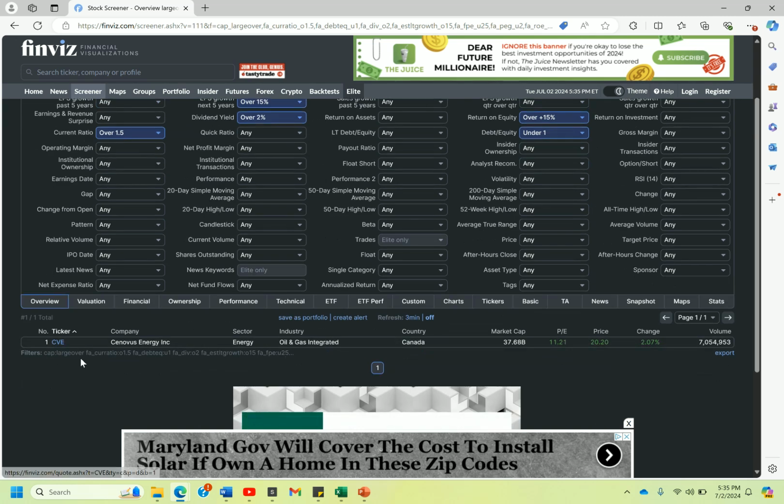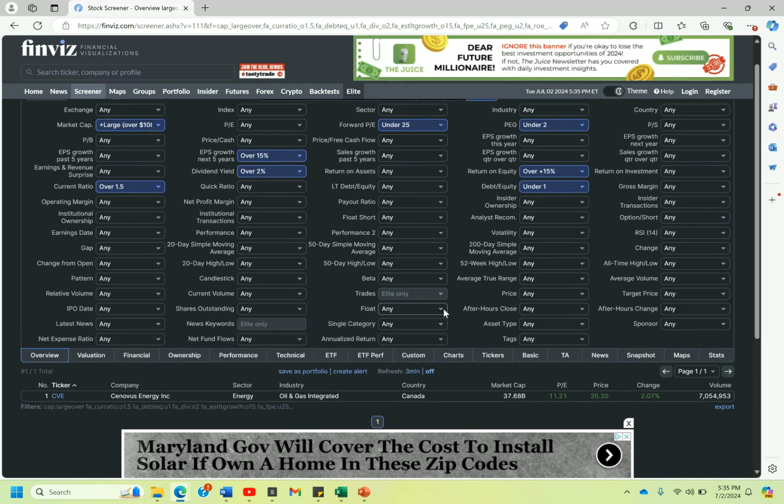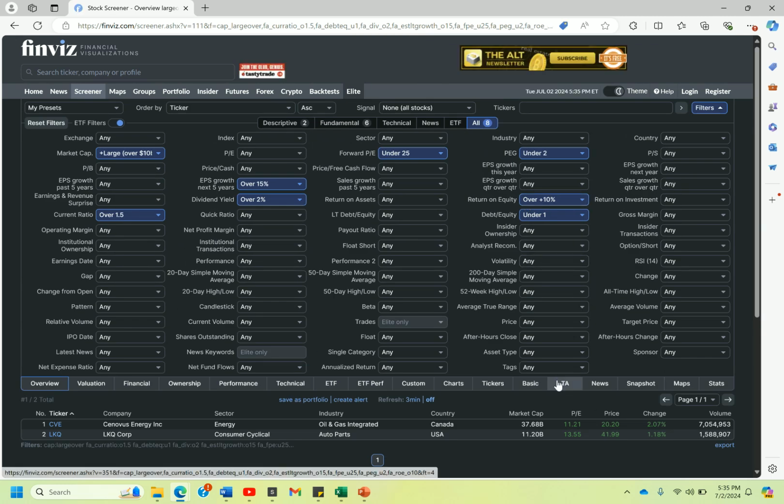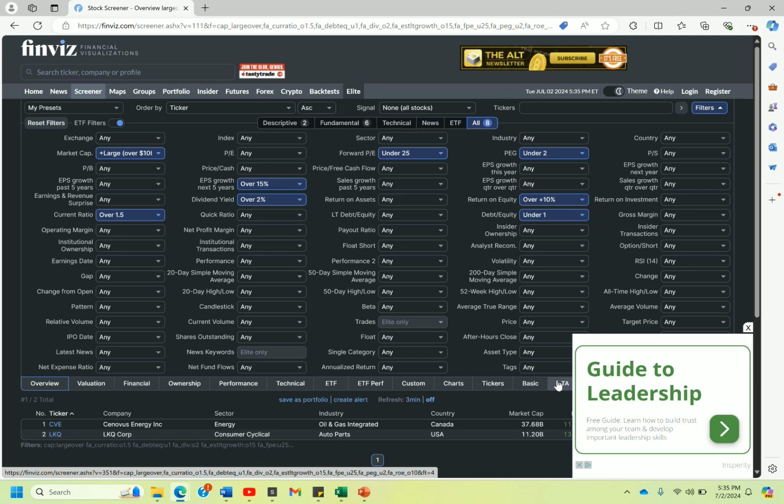As you can see, we only have one stock that fits all of this criteria. That's why we suggest not using all of them, maybe going a little bit broader, maybe go to over 10% on return on equity. Just change it up a little bit as you please to broaden the amount of stocks you can get.